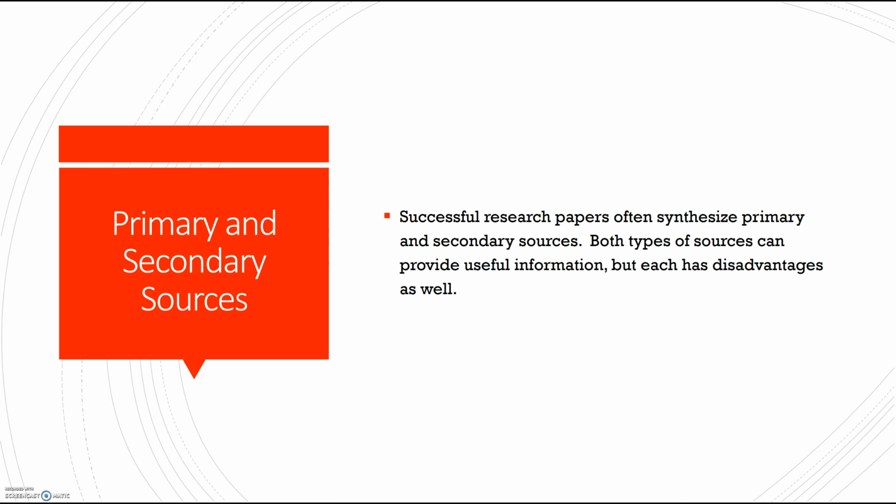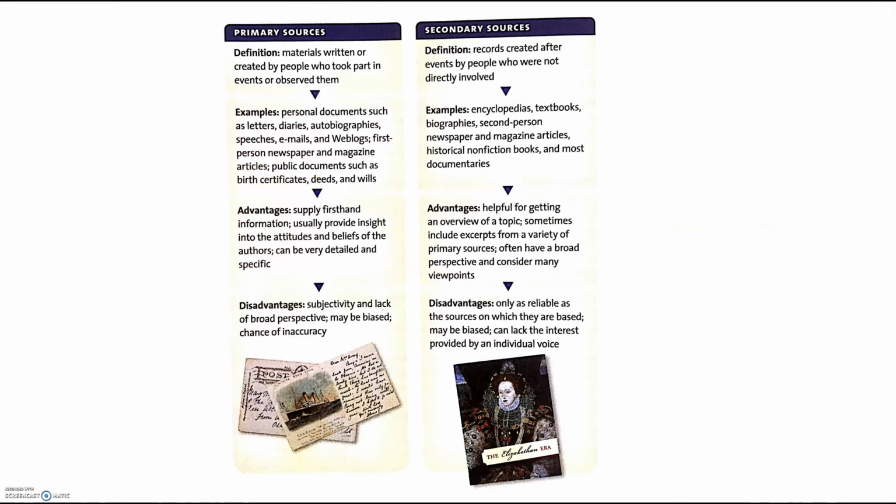successful research papers often synthesize primary and secondary sources. Both types of sources can provide useful information, but each has disadvantages as well. For those of you that don't know, a primary source you can think of as an example of a text that was written as the event was playing out. For example, we talked about journals before. I know we've gone over this with our notes, but just to reiterate. And then secondary sources are a step away from that.